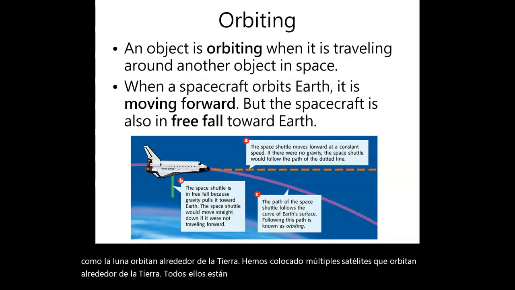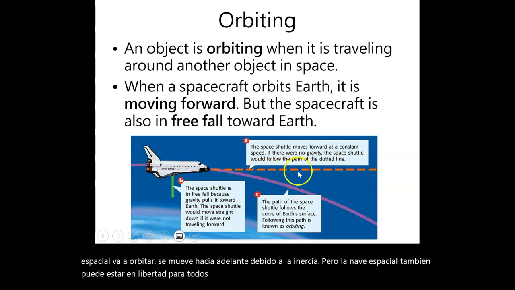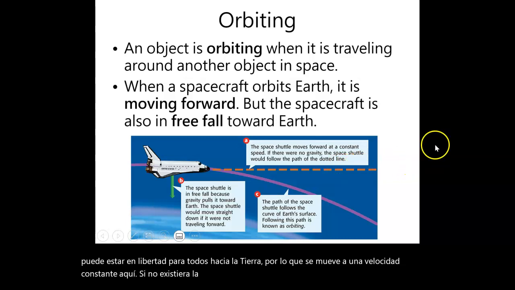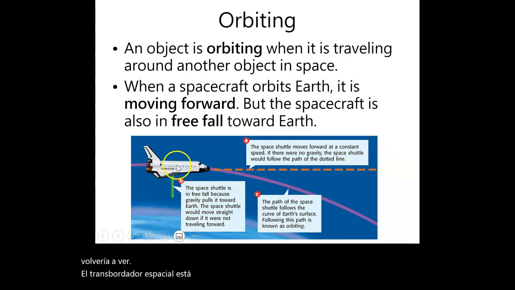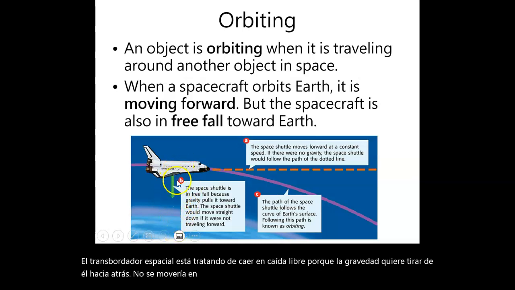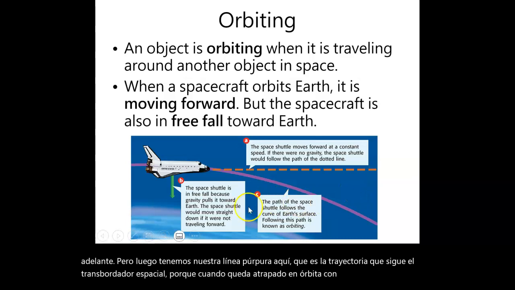When a spacecraft is going to orbit, it's moving forward because of inertia, but the spacecraft can also be in free fall towards the Earth. So it moves at a constant speed here. If there were no gravity, it would just continue to follow this straight dotted line and never be seen again. The space shuttle is trying to free fall because gravity wants to pull it back. It would not move straight if there was nothing there and it was not traveling forward. But then we have our purple line here, which is the path the space shuttle follows, because when it gets caught in orbit with that gravitational pull, it's going to create that circular motion.